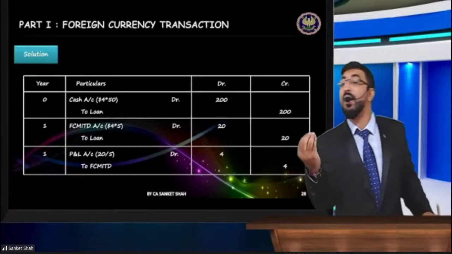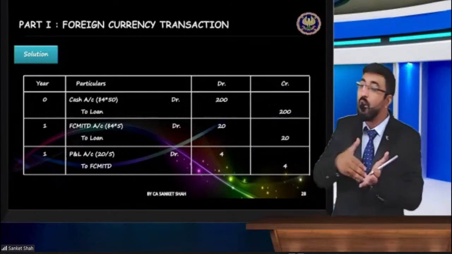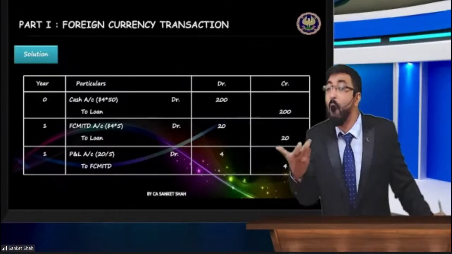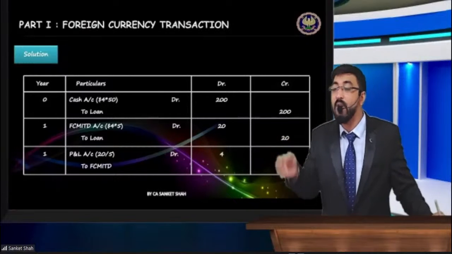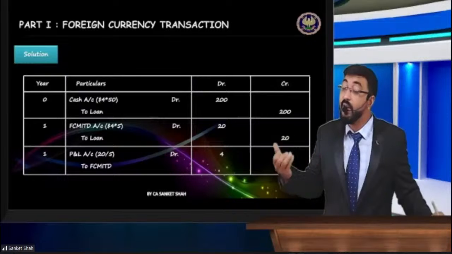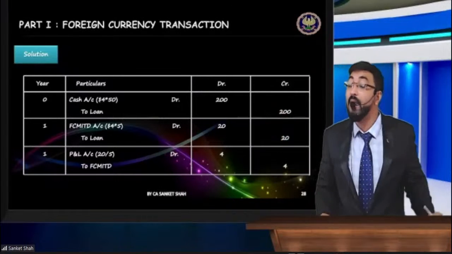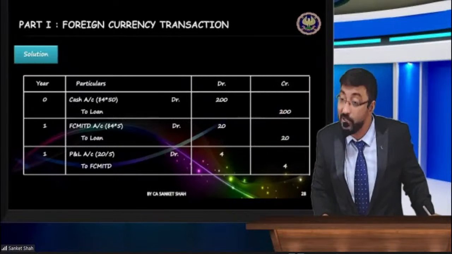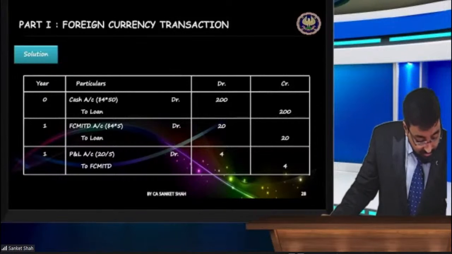FCMITDA is an item of reserves and surplus. The logic is very simple. Instead of giving a debit to the profit and loss account, we have to create one account, and that account is a reserve. It's a part of reserves and surplus. If it is a loss, we will record it as a negative figure on the liability side, and if it is a profit, we will record it with a positive sign. So its nature is reserves and surplus.